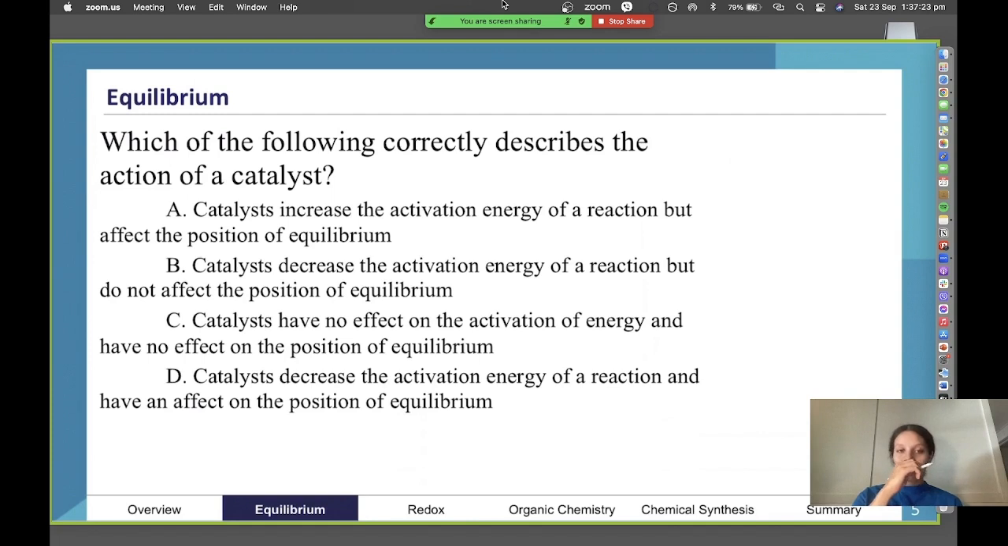equilibrium. So the kind of process here is that we want to think about what catalysts do. So catalysts help chemical reactions happen more efficiently. And the way they do that is that they lower the amount of energy required for the actual reaction to take place. So that means that we're going to have a reduction in our activation energy.